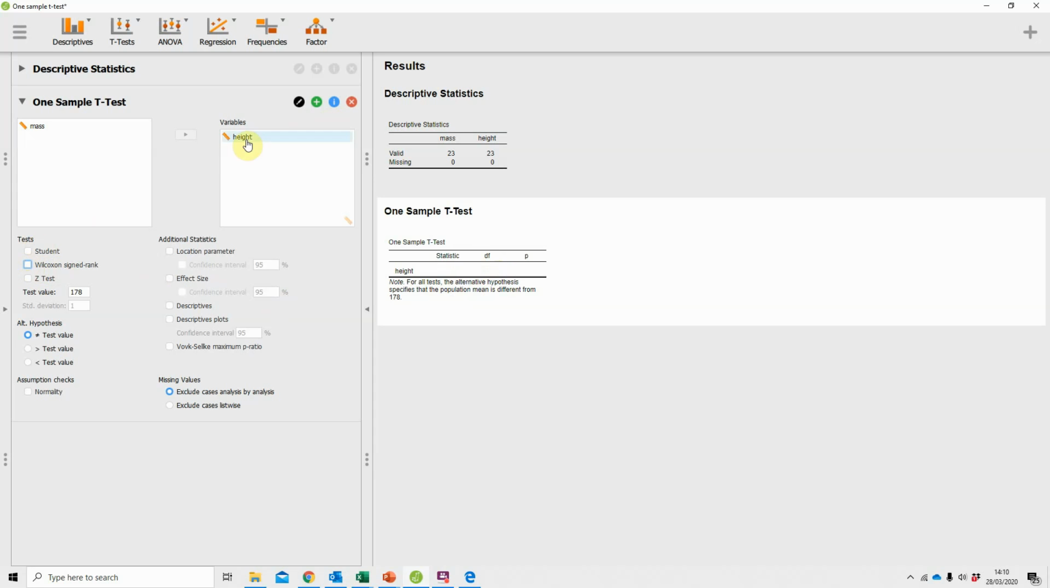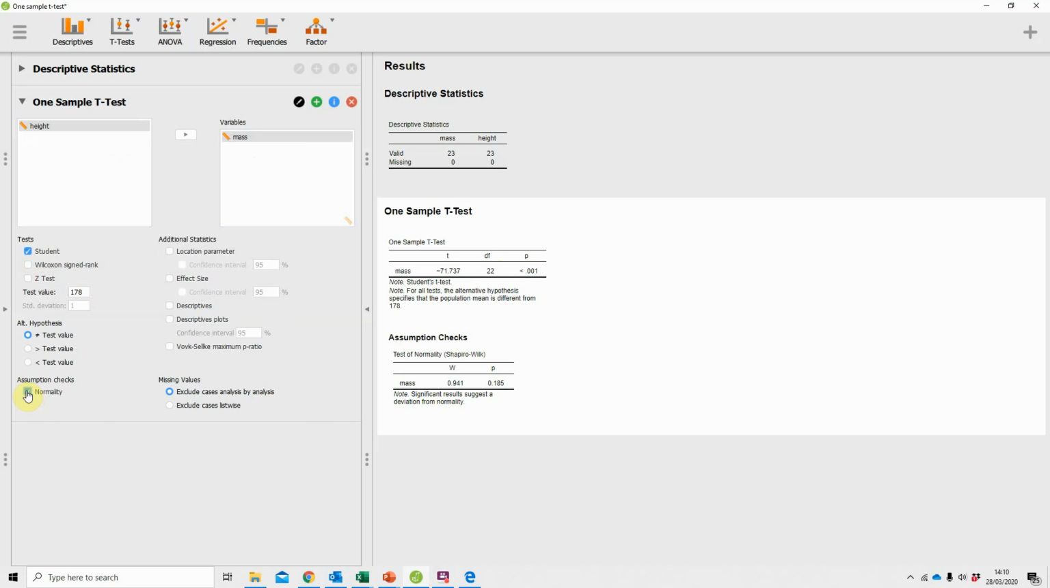Once I've completed this, I can swap my variables over. I'll stick to a t-test and do the normality check again. We can see it is still greater than 0.05, so we're safe to carry on with either test if we choose to do so. I do need to update because I've still got the height in there, and the average male mass in 2017 was 83.6, and we can see here that this actually is significantly different.